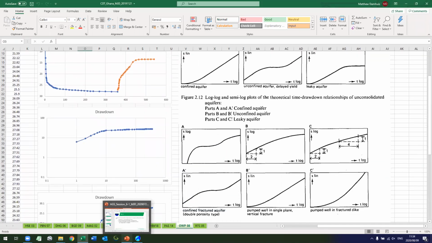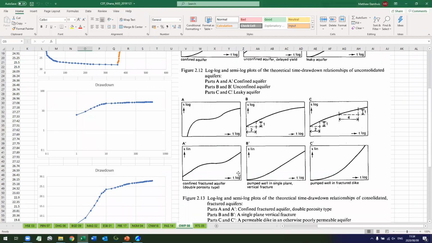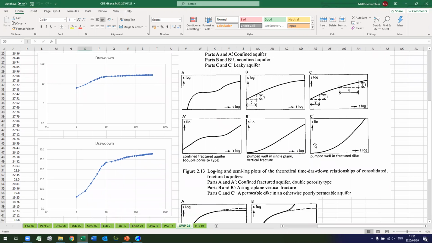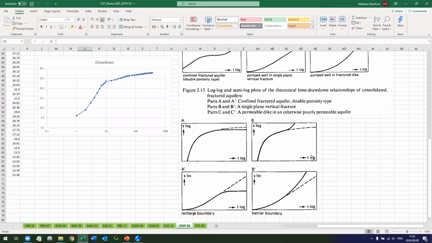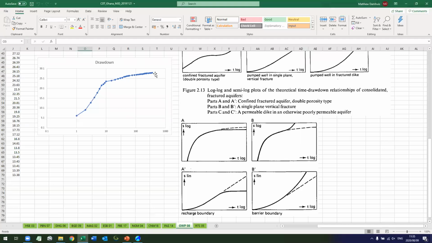Then the final question was to comment on any additional observations that you made based on the data set. You know, did you see these kind of curves for a confined fractured aquifer or dual porosity aquifer? A pumping well in a single plane or vertical fracture, or a pumped well in a fractured dike? Yeah, I don't see any of those curves here. And then here, is there a recharge boundary? Potentially. You know, you've got the flattening curve, but not flat. But there isn't a barrier boundary.